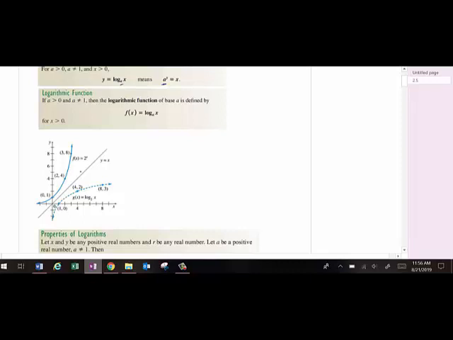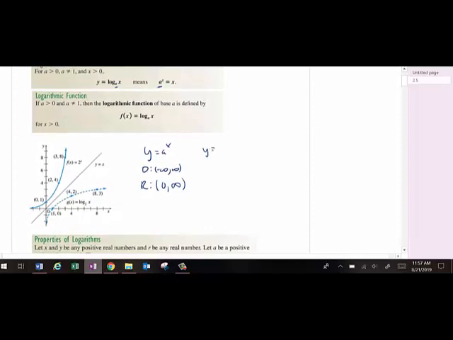Remember that for exponential graphs, the domain is all real numbers, but the range is 0 to infinity. It doesn't ever reach 0. Since they're inverses of each other, the logarithm will have a domain of 0 to infinity and a range of negative infinity to infinity. So that means, really important, this has to be greater than 0.